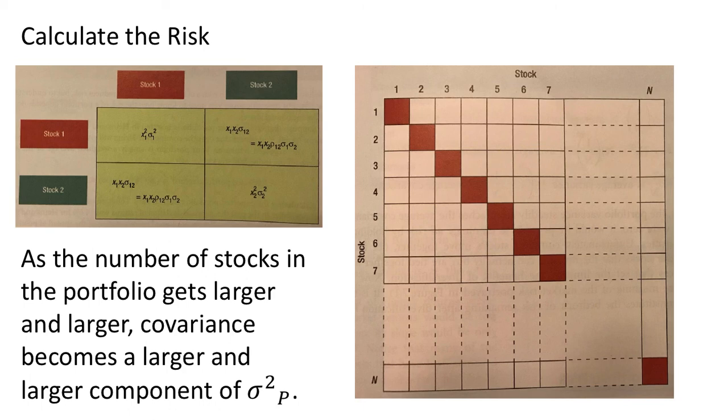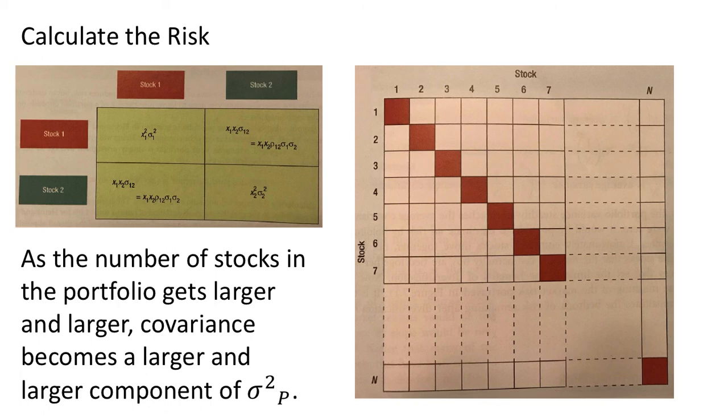The red squares are on what we call the main diagonal, and those represent the variances of the 7 stocks weighted for the percentage invested in each of those stocks. So what do all of these white boxes represent? Those are covariances between the stocks.